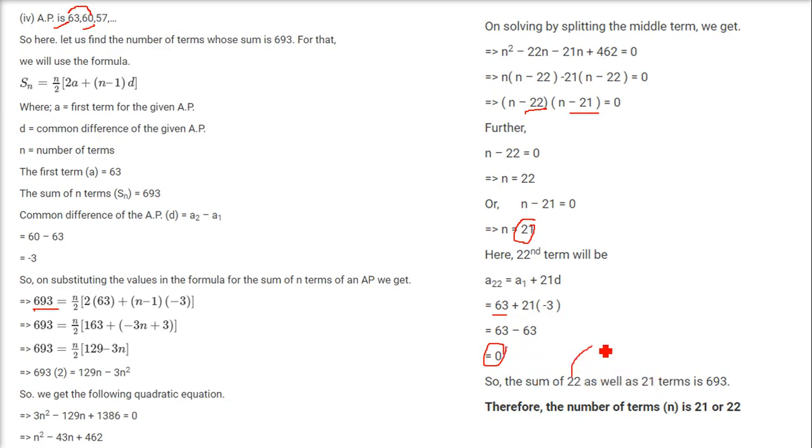So for 21 and 22, ultimately, see, if you have a series, this is the 21st term and this is the 22nd term, and this is 0. So from 1 to 21 the sum will be S, but once you add from 1 to 22 it will also be S because 0 is added. So the sum of 22 terms and 21 terms both will be 693 because one of them is 0.